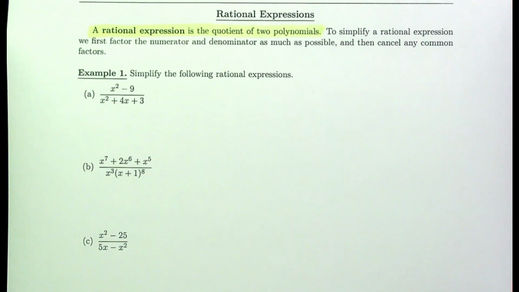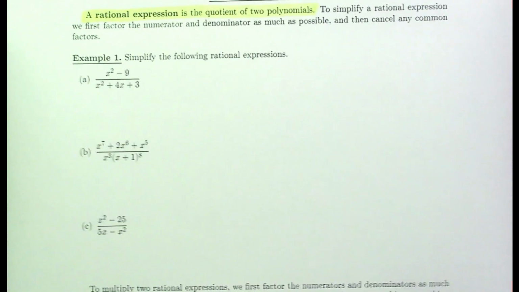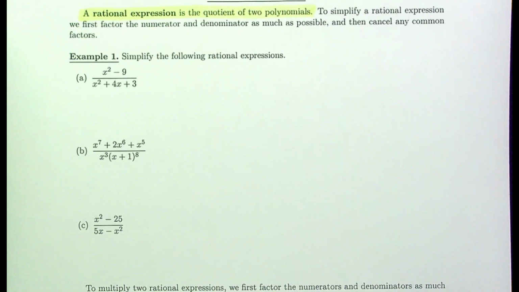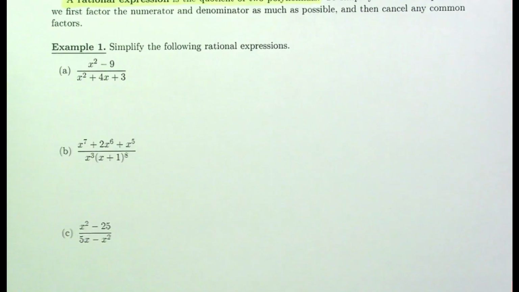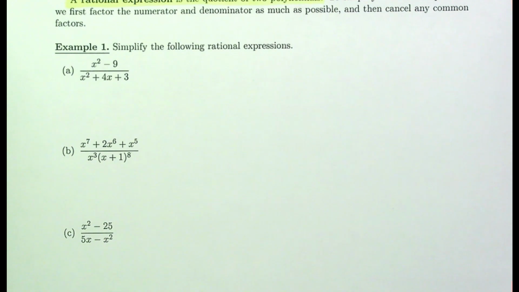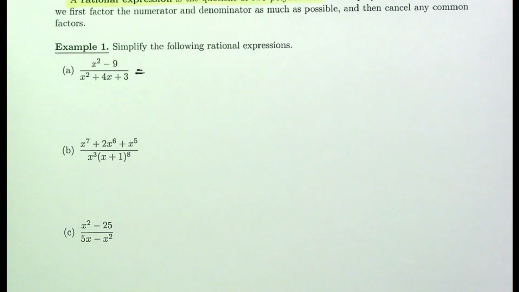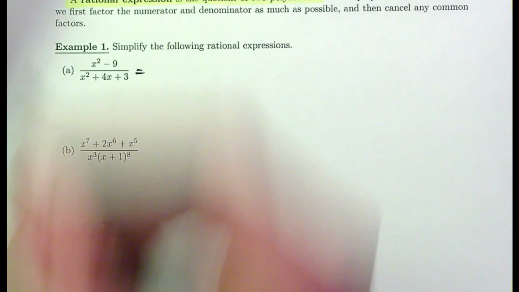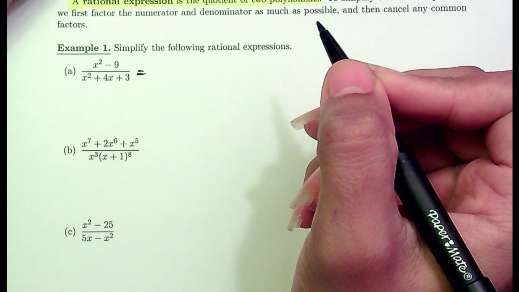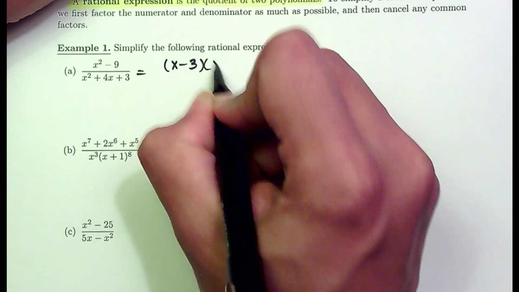So, for example, let's simplify all these three. Start with A. Simplify x squared minus 9 over x squared plus 4x plus 3. All we have to do is factor top and bottom and cancel any repeated factors. You cancel one from the top with one from the bottom. So the top is a difference of squares, so that is going to factor as (x minus 3)(x plus 3).